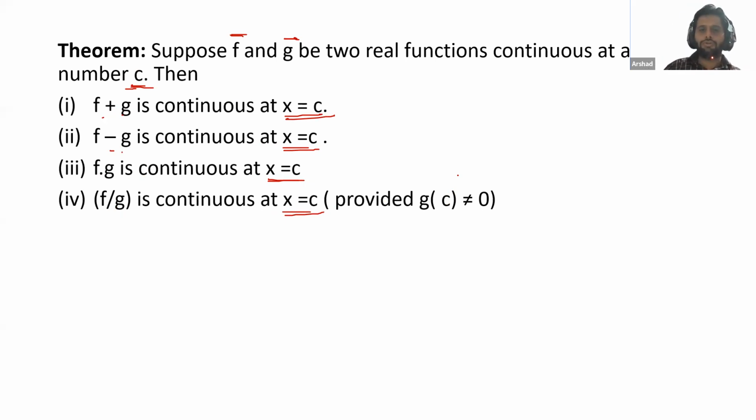Okay, so what is this theorem? If you have two functions which are continuous at a particular point, and you add those two functions, subtract those functions, multiply those, or divide those, then the result will also be continuous at that point. Okay, so I hope this is clear to everyone. Please note down this, raise your hands once it is done so that we can move to the next topic.